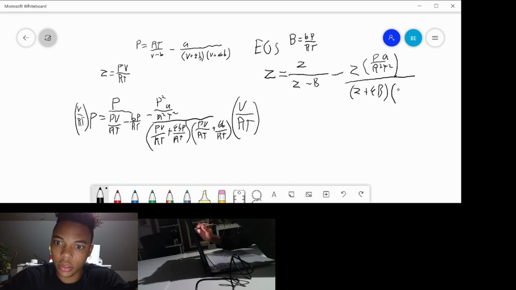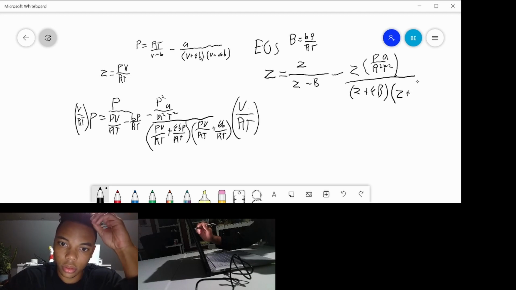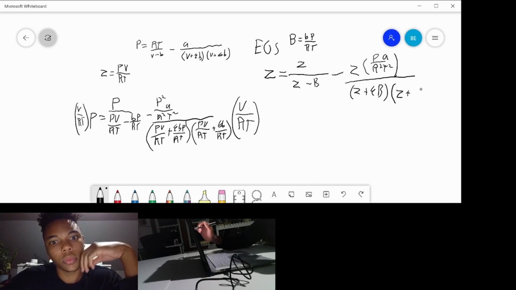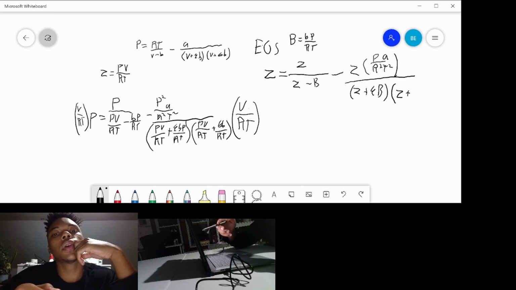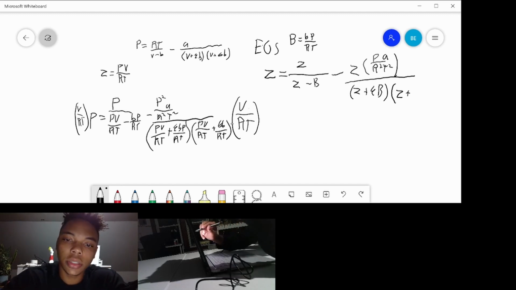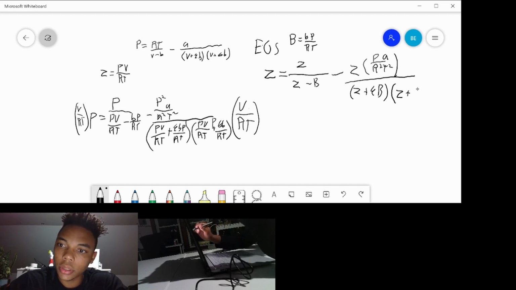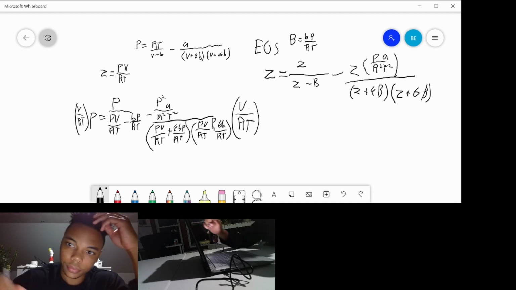multiplied by a Z plus... there is no pressure in that one. Why is there no pressure in that one? Didn't we multiply by PV RT? Yeah, we're missing the P in this right here. So that is also going to be a sigma of beta.